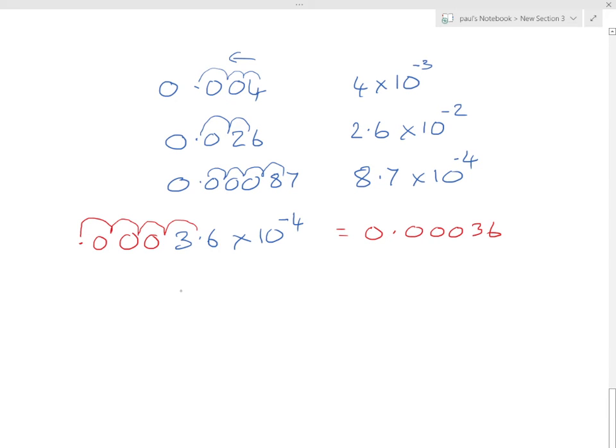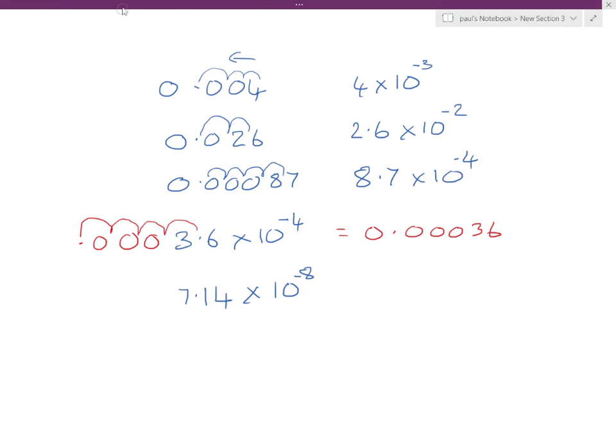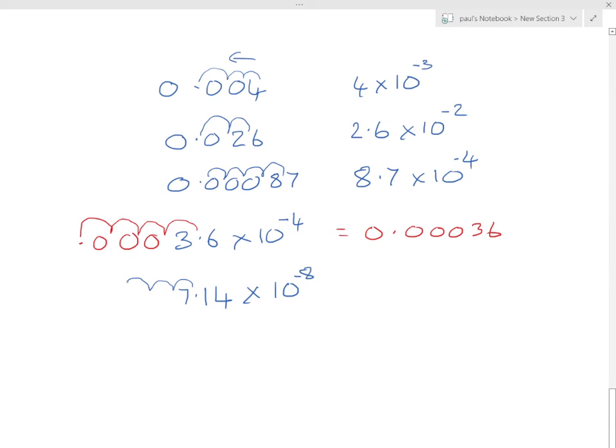Okay, so 7.14 times 10 to the minus 8. So go from the 7.1 and we're going to go 8. So 1, 2, 3, 4, 5, 6, 7, 8 there. Fill in all the zeros and we've got 7 of them, 1, 2, 3, 4, 5, 6, 7. I'll put a 0 point there. And then my number 714. So that's how to go backwards and forwards, this way, that way, with standard form.